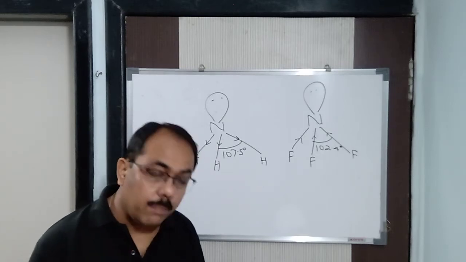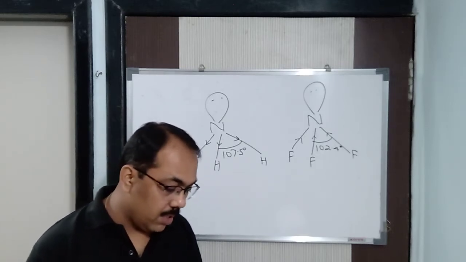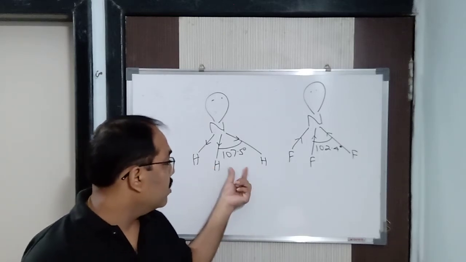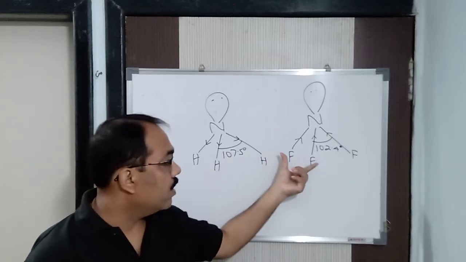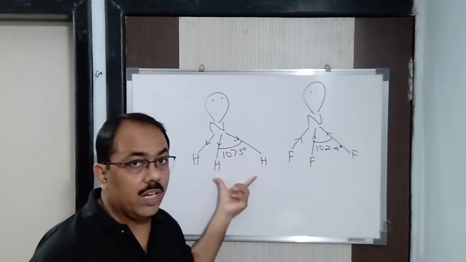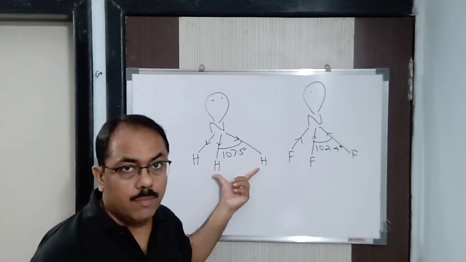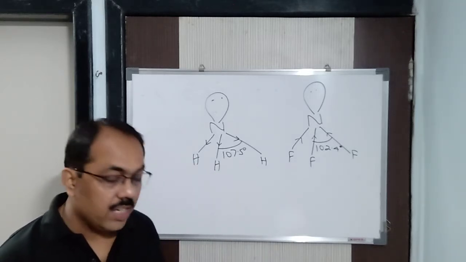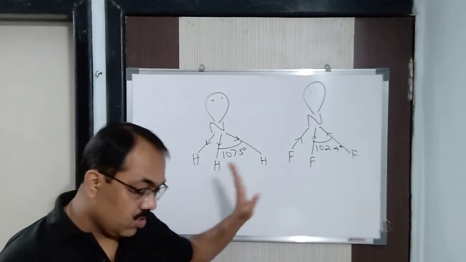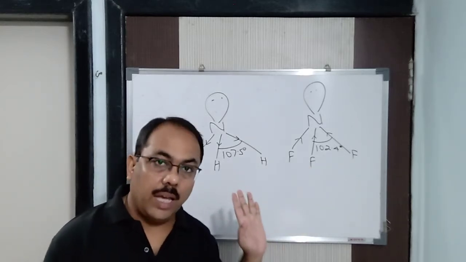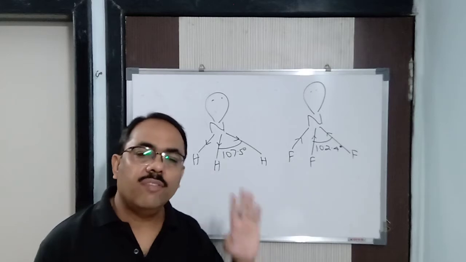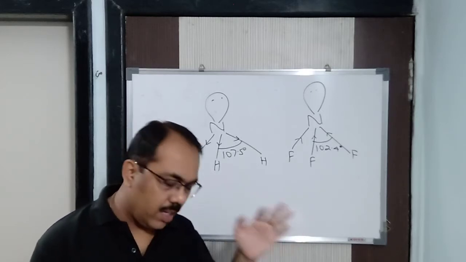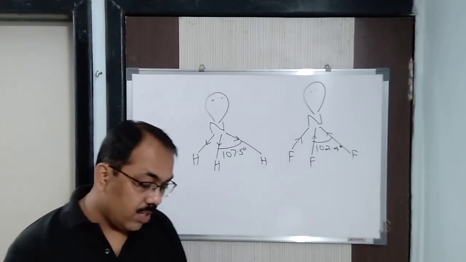Now, due to greater repulsions between the bond pairs in ammonia, see, the bond pair repulses more here. Here the bond pair repulses less because fluorine is more electronegative than hydrogen. So the repulsion is more in ammonia. So due to the greater repulsion between the bond pairs in ammonia than in NF3, the bond angle in NH3 is greater than that of NF3. We can say that the bond angle in ammonia is greater than that in NF3.